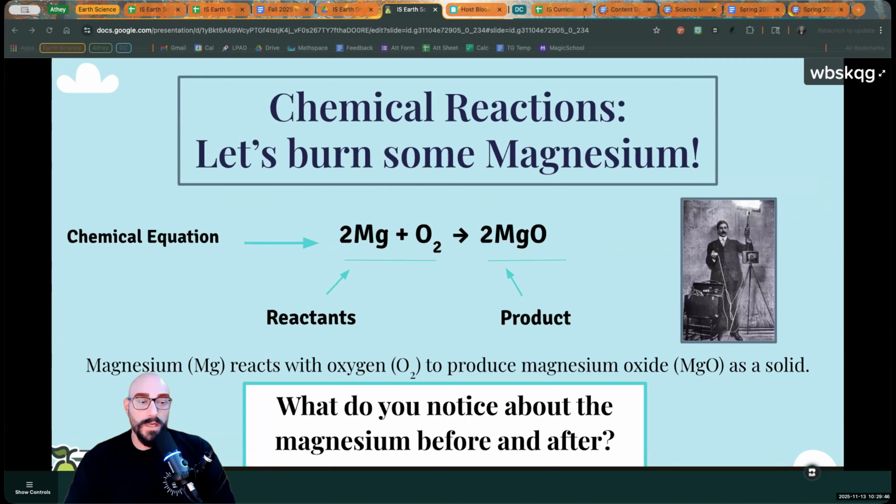So, another chemical reaction you could have here is between magnesium and oxygen. You take magnesium, solid metal, mix it with oxygen, a gas, throw them together, add in a little bit of energy, and the electrons will move around, and you'll get magnesium oxide. What do you guys notice about the magnesium before and after?